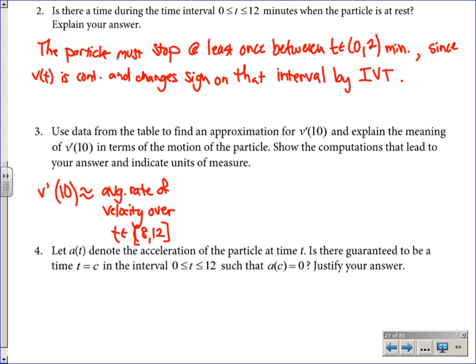And this is more for you to understand what I'm about to do. A derivative is a slope. A slope, I need f of b minus f of a over b minus a of my velocity function. And the ones I have around 10 are 8 and 12. All right, cool. Let's do it then.